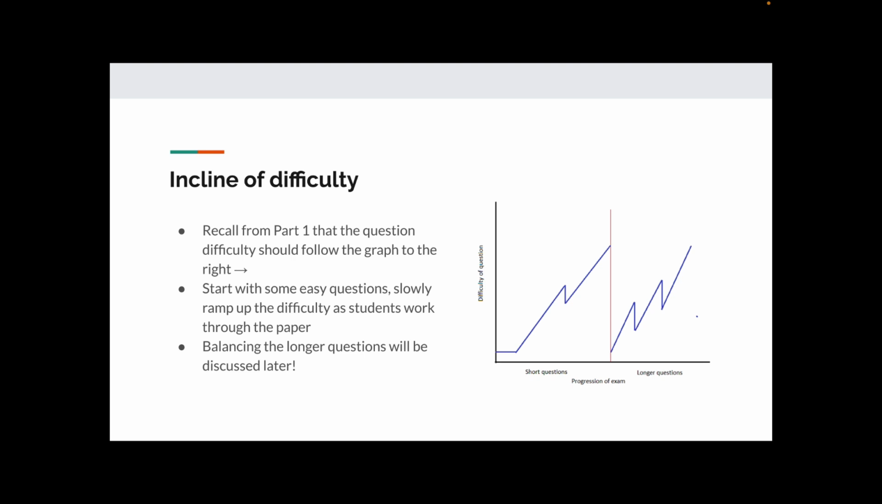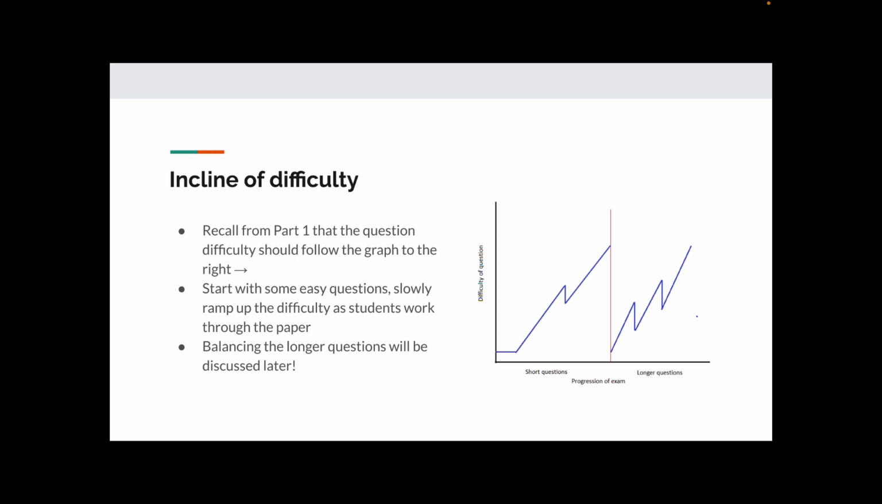Moving on to the incline of difficulty. So recall from part 1 the question difficulty curve. In the beginning, we should have some settlers, or some easy questions that would lure students into doing the paper. As we progress through the paper, it will get progressively harder. Somewhere in the middle, maybe the start of the second half, you would chuck in an easy question. Just easy enough to keep students going, because they think, from this point onwards, I can still have a go at it. Instead of, it's just gonna be pain and suffering from here onwards.